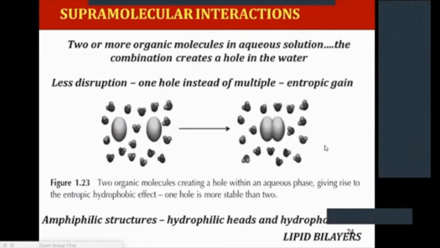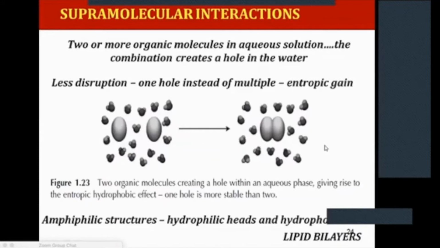So that is why one hole is more stable than two. This plays a major role in supramolecular interaction, and it takes place in amphiphilic structures, where hydrophilic heads and hydrophobic tails join to form micelles, which subsequently join to form vesicles, etc., in the lipid bilayers inside our body. So I have gone through a brief introduction to the supramolecular interactions, five types.